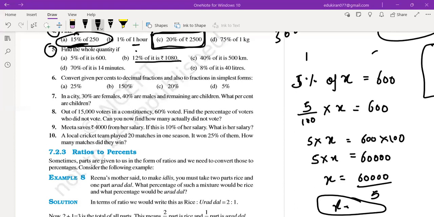Okay. So guys, basically we started with comparing quantities, right? And we are in between of the comparing quantities chapter, right?